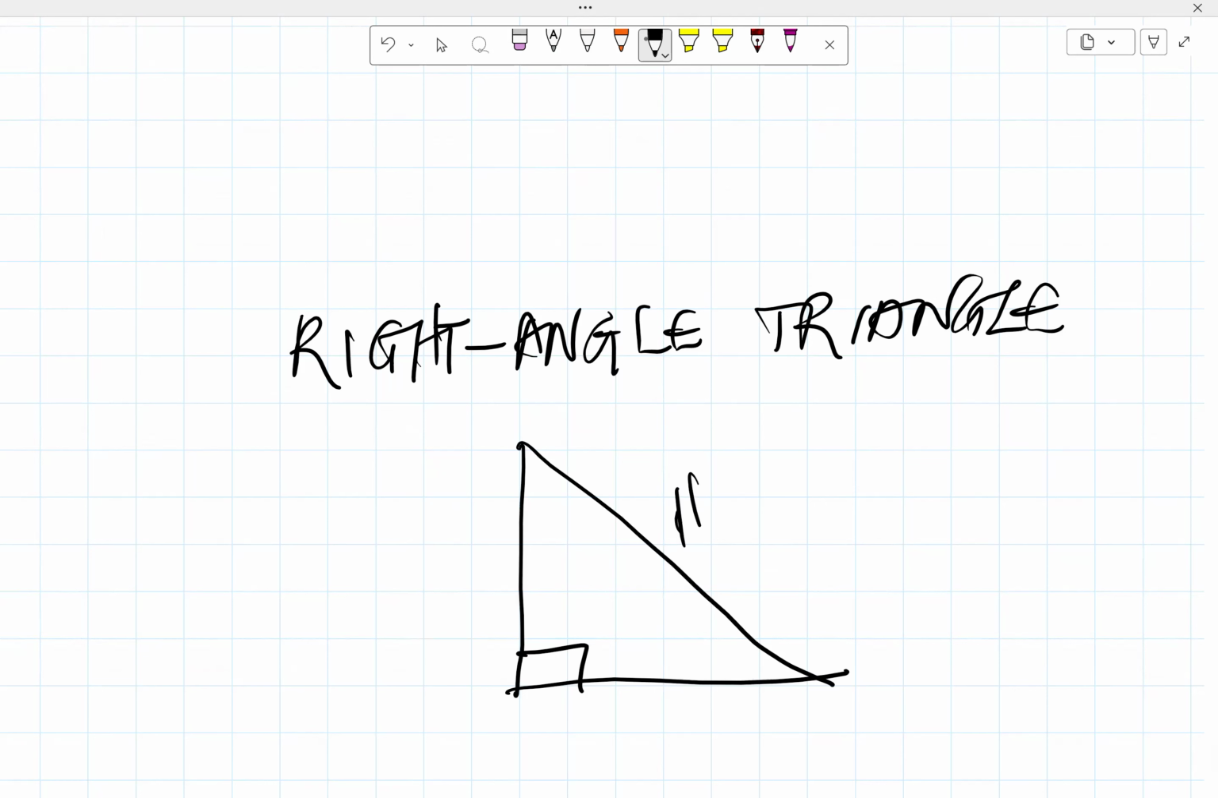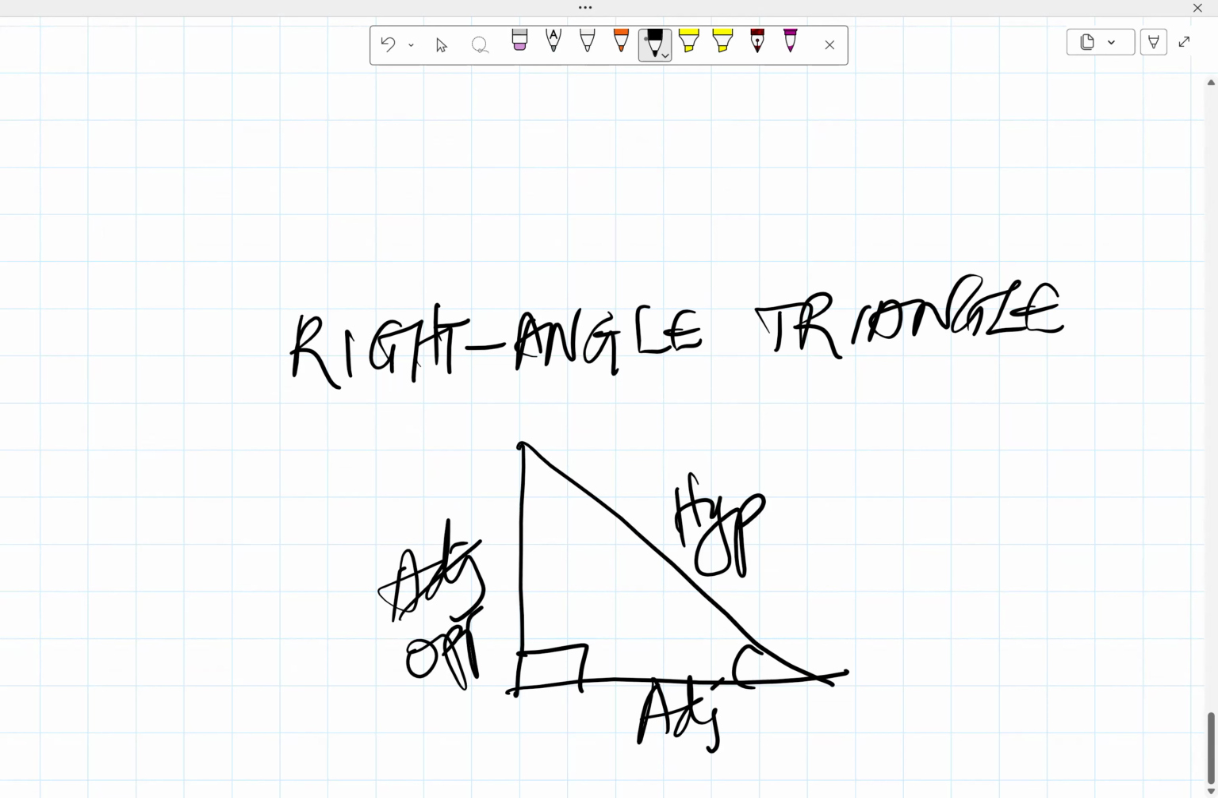The side facing the 90 degree angle is called the hypotenuse, and the other sides are called adjacent. But of course, if you know one of the other angles, one of the adjacents will become opposite, and the other one will remain adjacent, right? So if we have this angle now, this side becomes opposite. But on the other hand, if we take the other angle, this adjacent becomes opposite. So we'll talk about that as we move on.